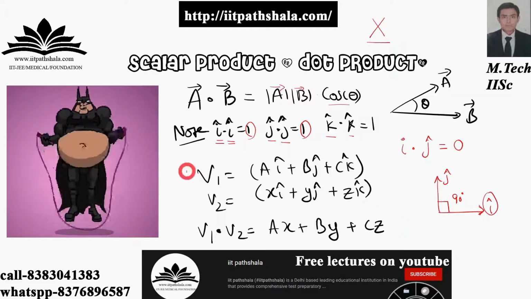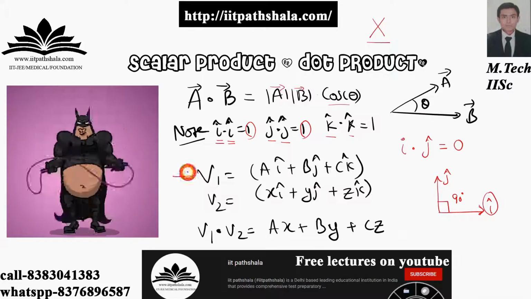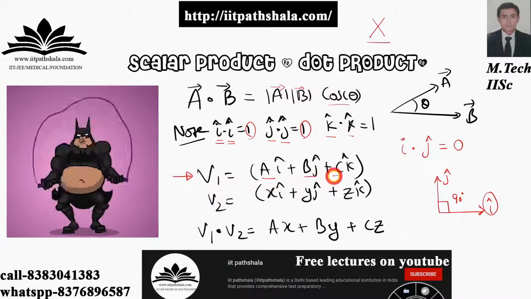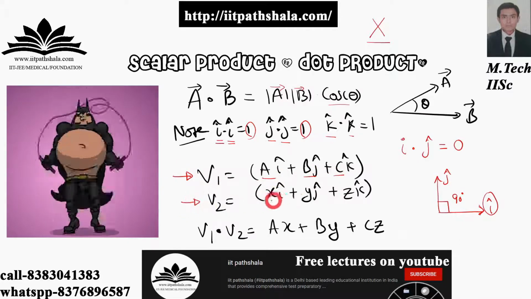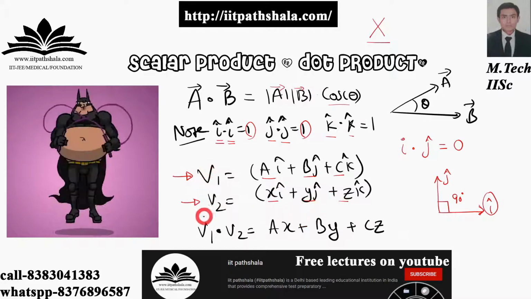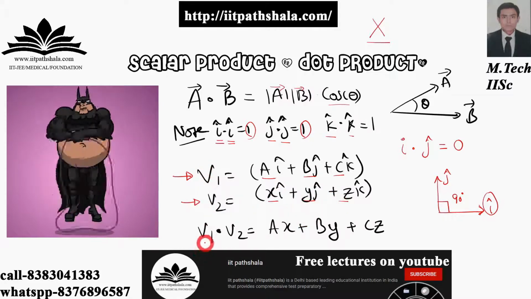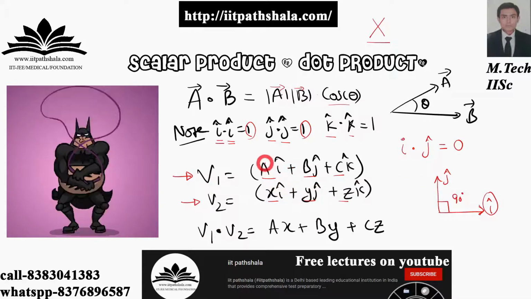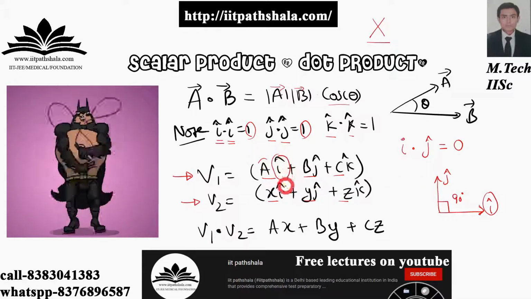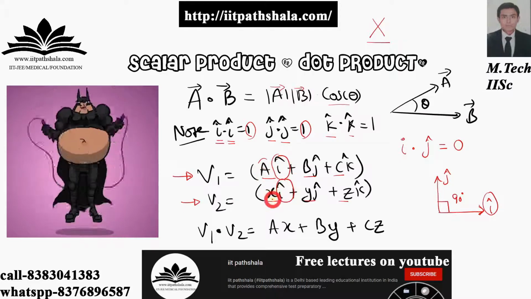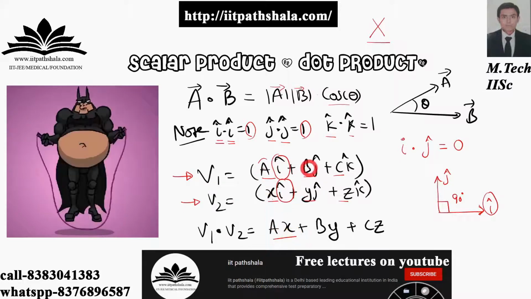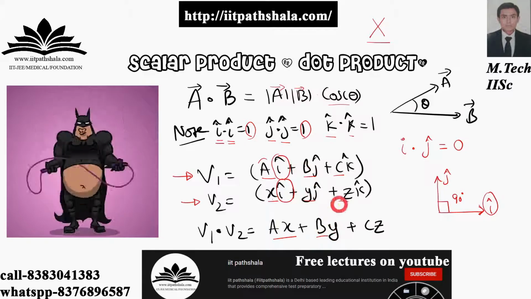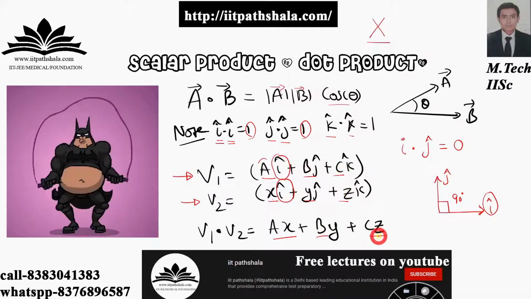Now let us do it component wise. For example, you have the v1 vector as a, b, c, and the v2 vector as x, y, z. Then you want to find the dot product, and you can write it as follows. Because i cap multiplied by j cap returns 0, I will be multiplying the i cap component with i cap only. So a multiplied by x gives ax, b multiplied by y gives by, and c multiplied by z gives cz.